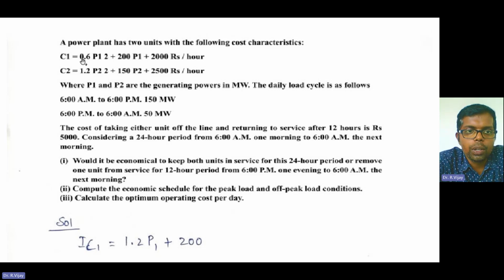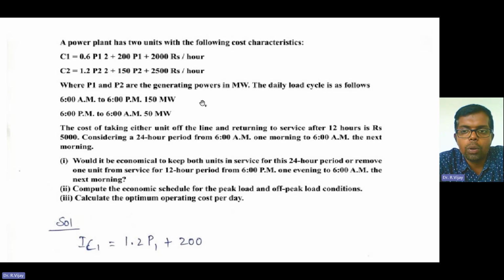C1 is equal to 0.6 P1 square plus 200 P1 plus 2000 rupees per hour. Next, C2 is equal to 1.2 P2 square plus 150 P2 plus 2500 rupees per hour. P1 and P2 are the generating powers in megawatts. The daily load cycle is as follows.